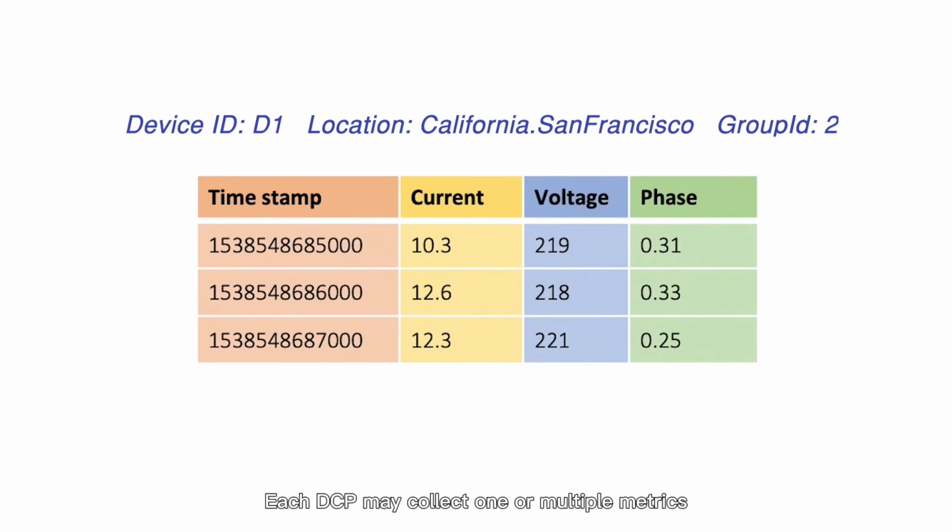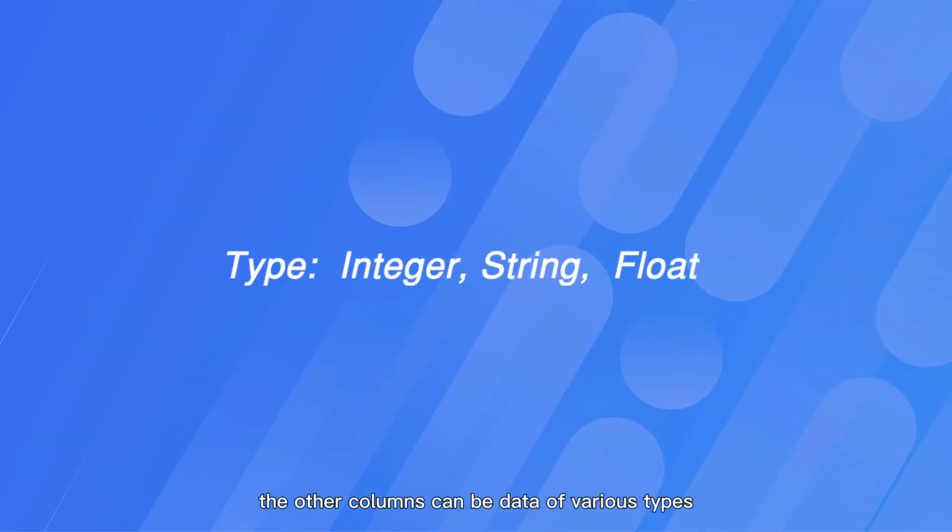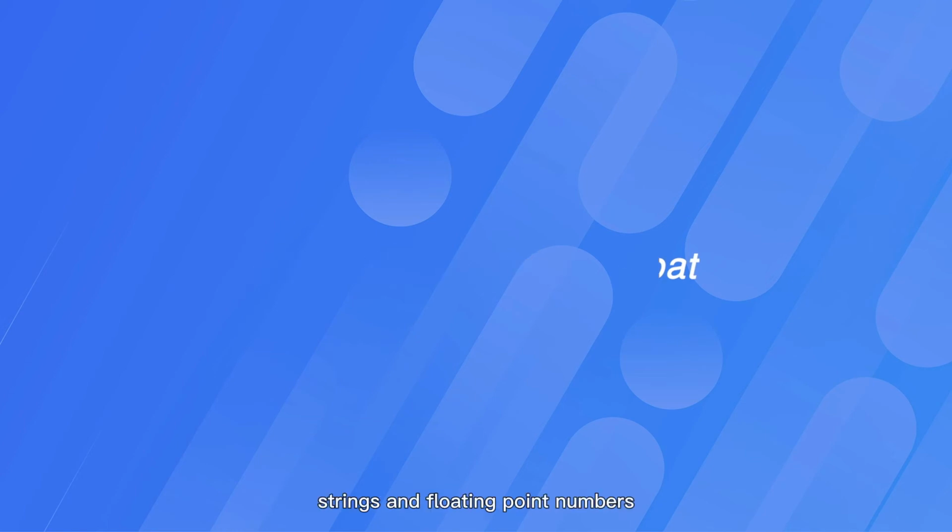Each DCP may collect one or more metrics, like current, voltage, and phase, as shown here. And each metric has a corresponding column in the table. The first column must be a timestamp. TDengine uses the timestamp as the index and will not build the index on any metric. The other columns can be data of various types, such as integers, strings, and floating point numbers.